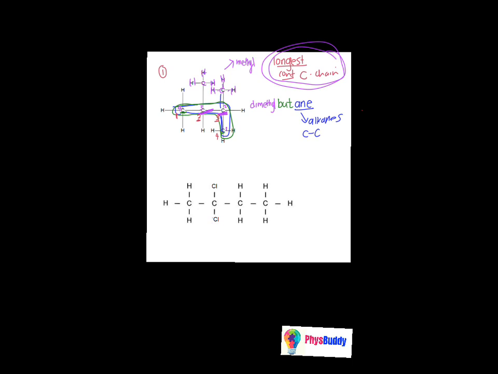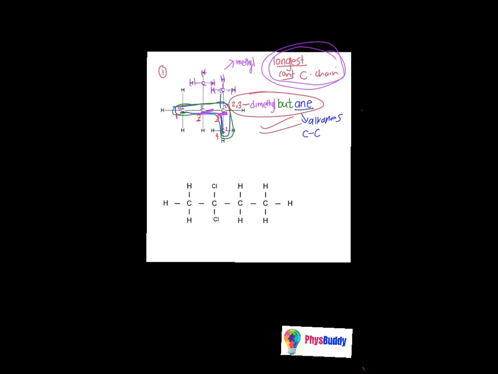Remember, from the IUPAC rules, we try to get the lowest possible numbers. So numbers are separated with commas. So then 2, 3. And numbers and words are separated by a dash. So the name is 2,3-dimethylbutane, and that is how we would name this compound.